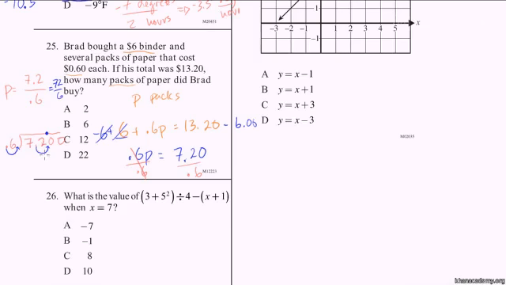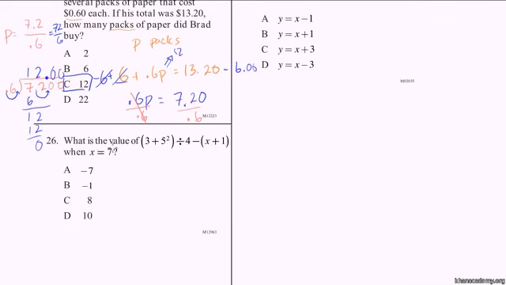So 6 goes into 72. Well, actually, even better, 6 goes into 7 one time. 1 times 6 is 6, and then 7 minus 6 is 1. Bring down the 2. 6 goes into 12 2 times. 2 times 6 is 12. You get a 0. All zeros left, so you get exactly 12. And if you know your 6 times tables, you knew that. 72 divided by 6 is 12. So P is equal to 12. He bought 12 packs of paper.